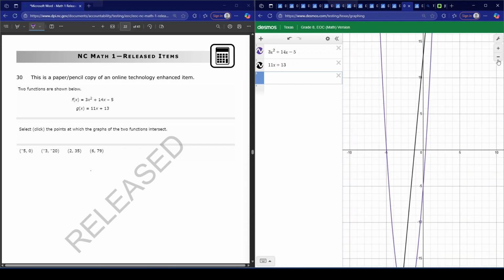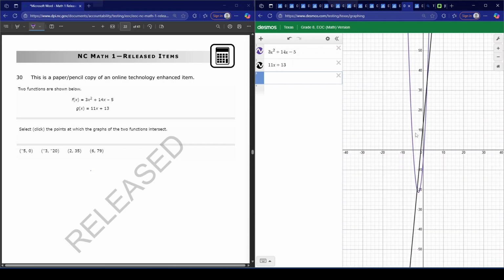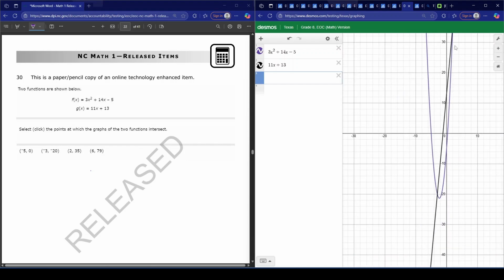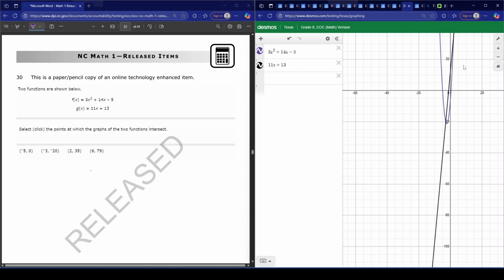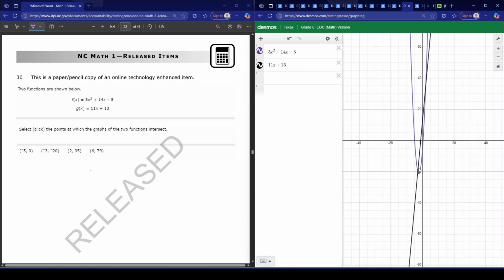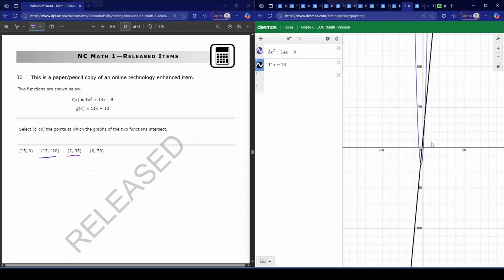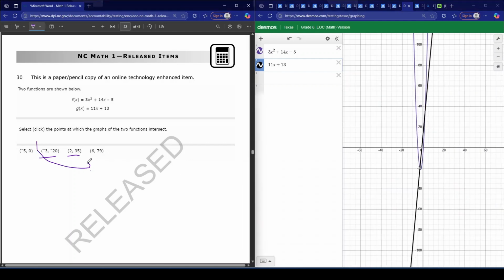All right, so beware: don't just zoom in on one point. Be sure to zoom out, because you'll miss some stuff if you don't. Let's find the points at which they intersect. We see one intersection here at 3, -20, and another one here at 235. So let's see if we have those up here. We do. We have 3 and -20, and we also have 235. Let's just see if we have anything else, but I don't think so. Yeah, we don't. So these two are the answer choices.